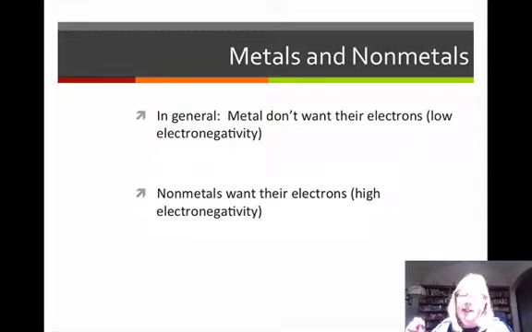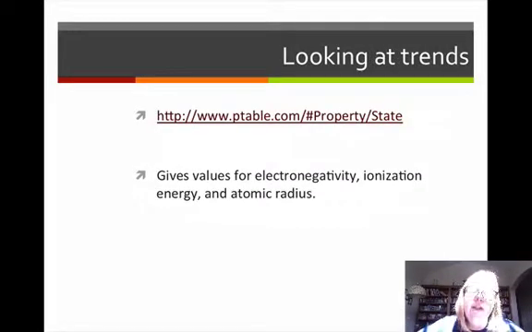All right, if you would like to look at trends, this is a really cool website that you can go to, and it will give you values of electronegativity, ionization energy, and atomic radius. You can give yourself a quiz, like, who has a greater electronegativity, calcium or magnesium? Make your prediction, and then you can look and see if your answer is correct.